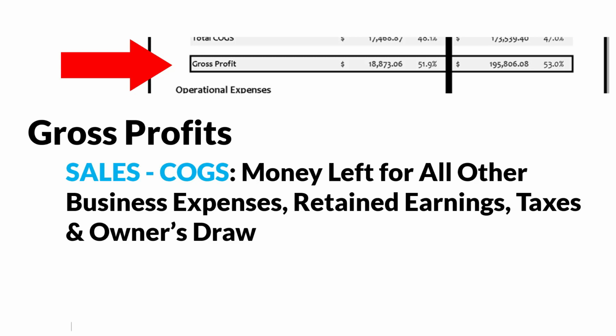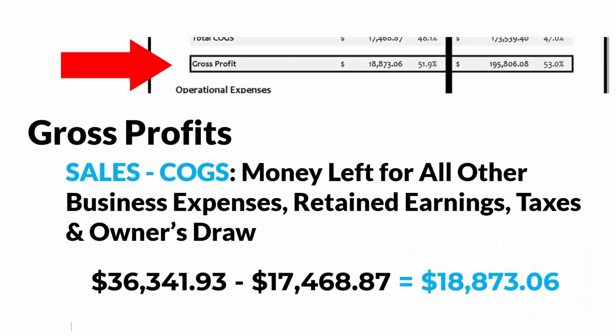Some people have a very high gross profit line, some people have a very low one. What matters is what you take home at the end of the day, which I'm going to show you in a minute. Now let's take an example in this particular P&L. It's $36,000 in sales. The cost of goods were $17,000, which means their gross profit is $18,873. So that's basically how the gross profit line works.